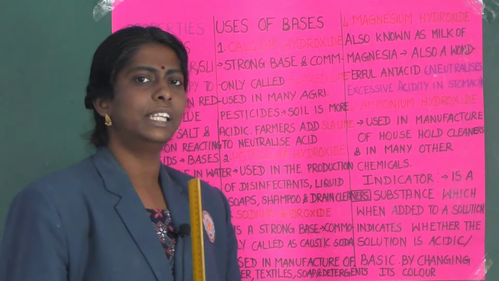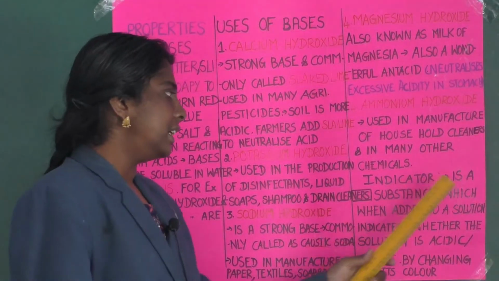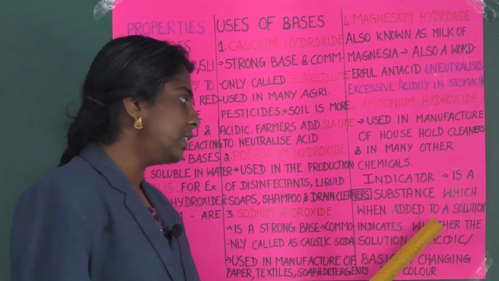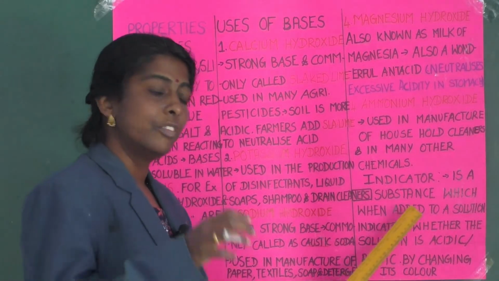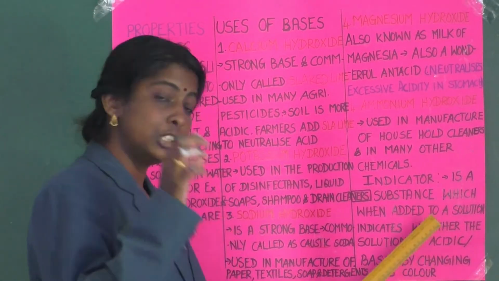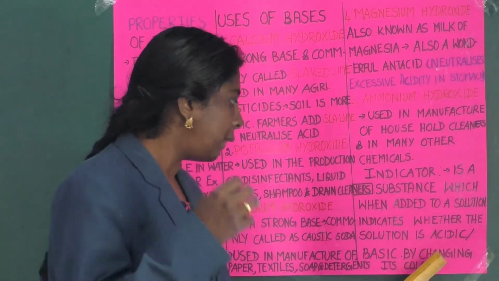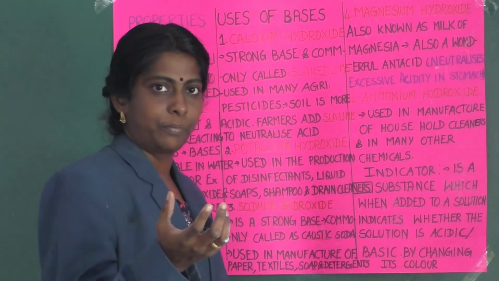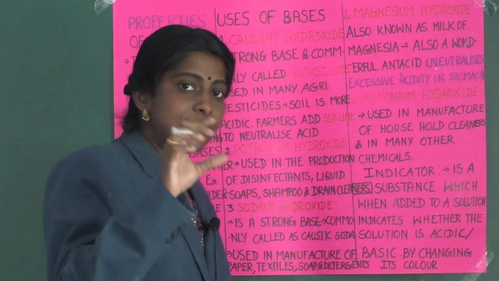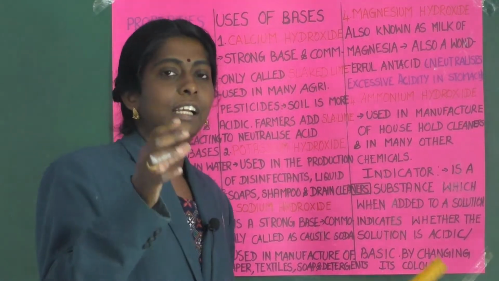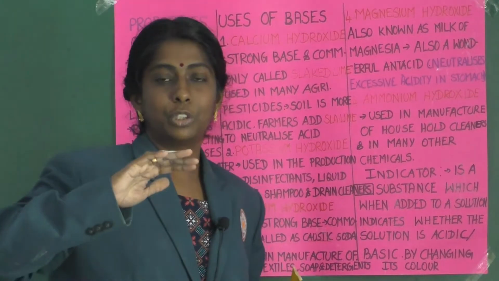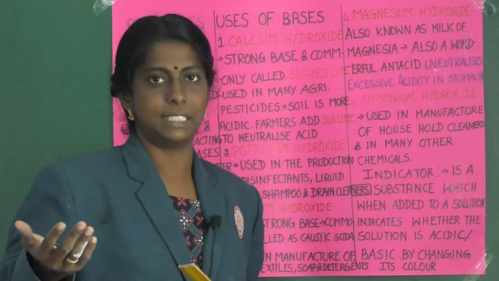What do you mean by indicator? An indicator is a substance which, when added to a solution, indicates whether the solution is acidic or basic in nature by changing its color. Can you understand? So with this color change, we can differentiate whether the respective solution is acidic or basic.